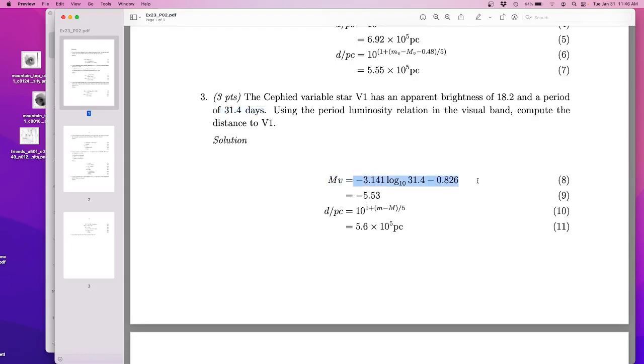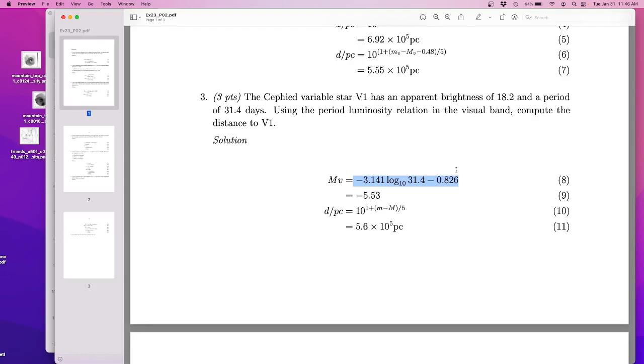The period luminosity relation is on one of the slides, and looks like this. On one of the slides, there were several different relationships in several different bands that I put up. So that's the right one to use. The ones where there's proportionalities don't get you actual numbers, so you can't use those. They get you something that's kind of close, but it isn't correct.